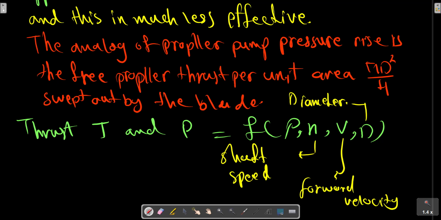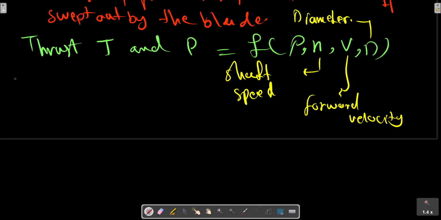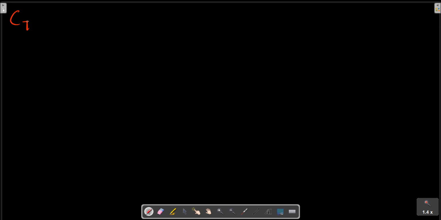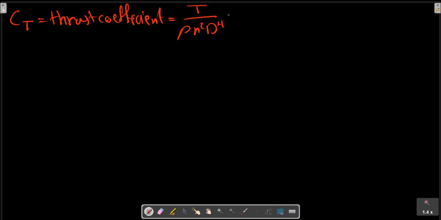If we choose these as repeating variables, the results are the accepted parameters. CT, a non-dimensional number for the thrust capacity, the thrust coefficient, is T over rho n squared D to the fourth. Let me write it on the next page. CT equals thrust over rho n squared D to the fourth, a function of J.